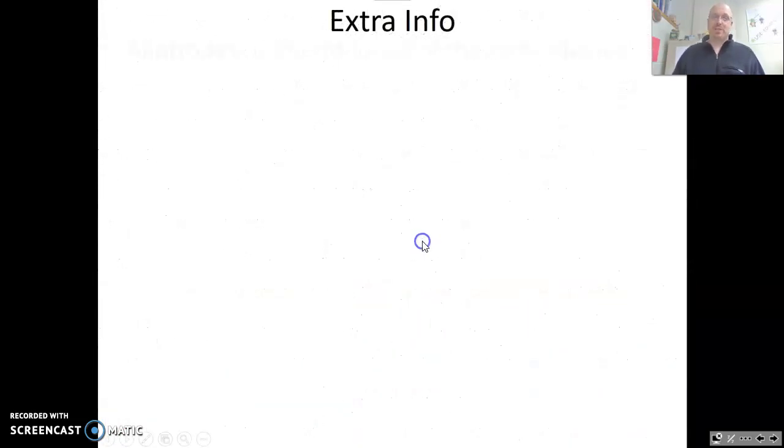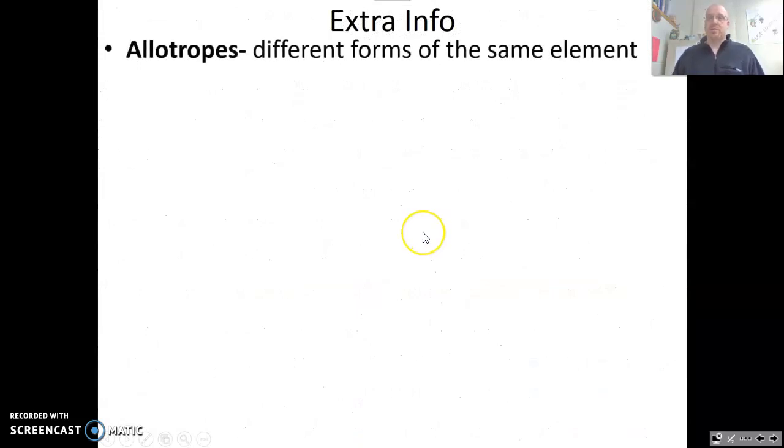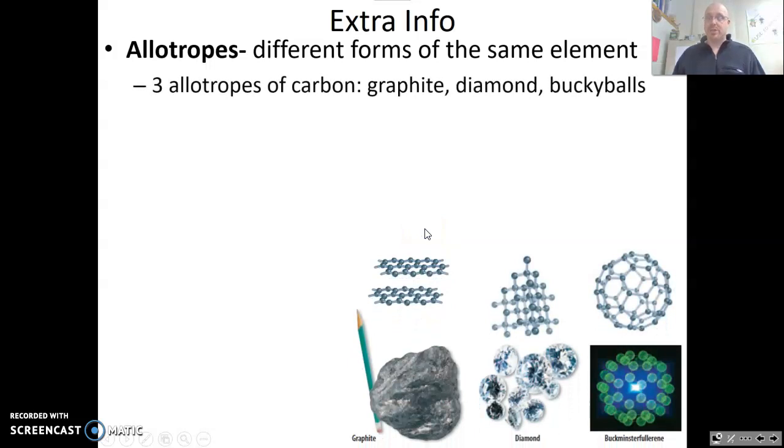Here's some extra info. It's just nice to know. Allotropes are different forms of the same element. There are 3 allotropes of carbon: graphite, diamond, and buckyballs. A lot of people don't really know that diamonds are actually just made of carbon. That's all they are. It's the structure of the carbon in a lattice, a crystalline form, that gives the diamond its structure. It's the same element as the graphite that's in your pencils.